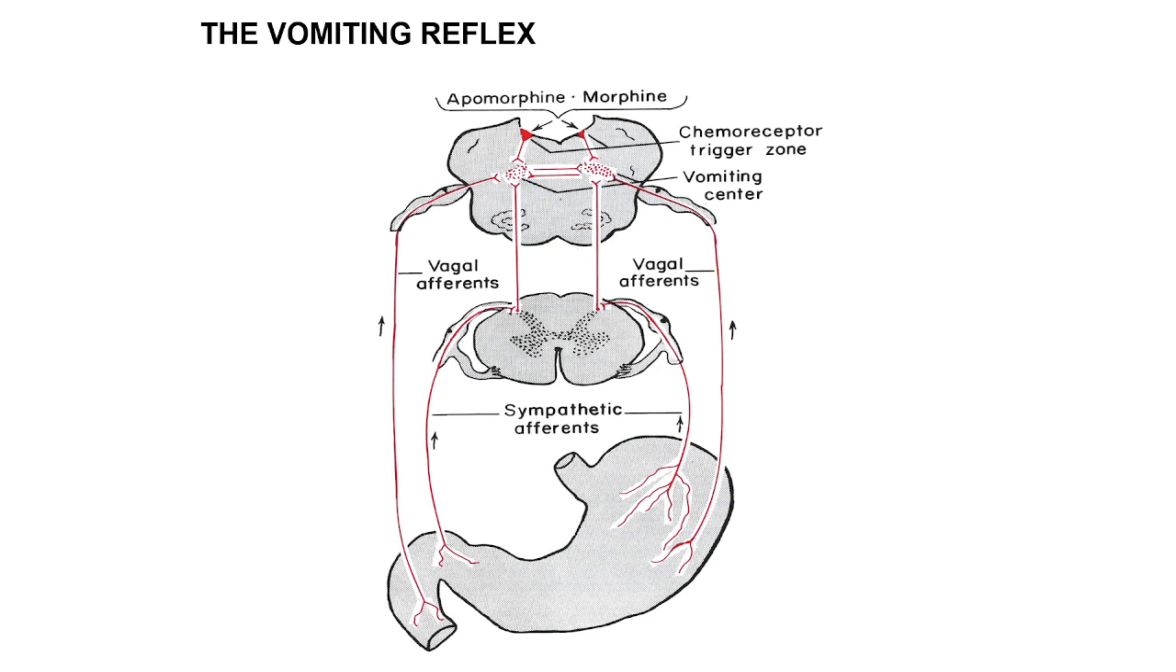Vomiting reflex. Vomiting reflex is largely a protective reflex performed by the brainstem, by the medulla. So there is a vomiting center in the medulla, which receives sympathetic influences from the stomach, coming from mechanoreceptors, from the distension of the stomach.